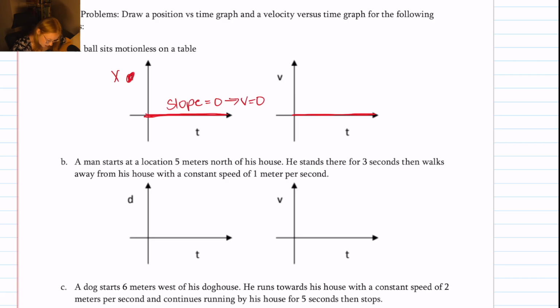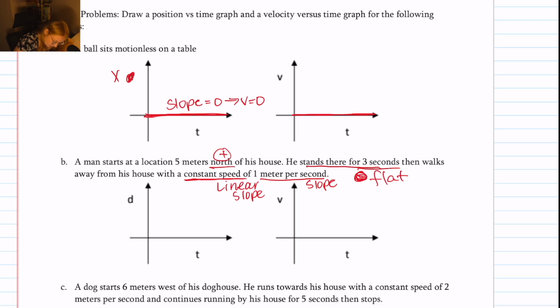Okay, a man starts at location 5 meters north, so we should be at positive 5. He stands there for 3 seconds, so if he's standing there, that should be flat. Okay, and then he walks away from his house. So he's already 5 meters north. He walks further away. He should continue north with a constant speed. So constant speed should be a linear slope of 1 meter per second. So 1 meter per second, that should be the value of the slope. Okay, so let's draw that. He starts 5 meters north.